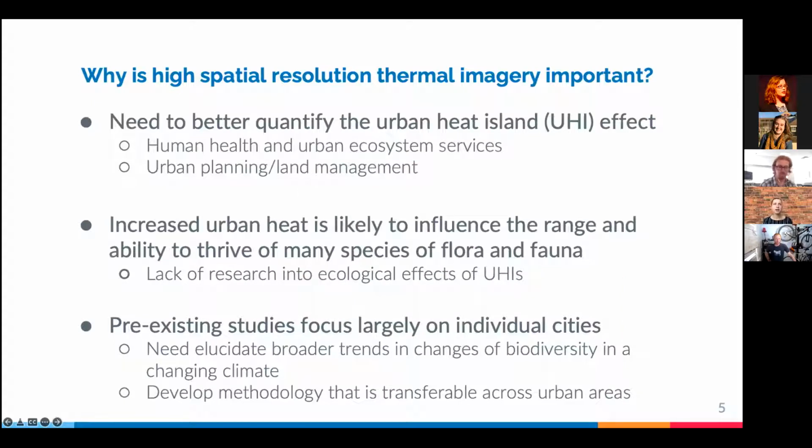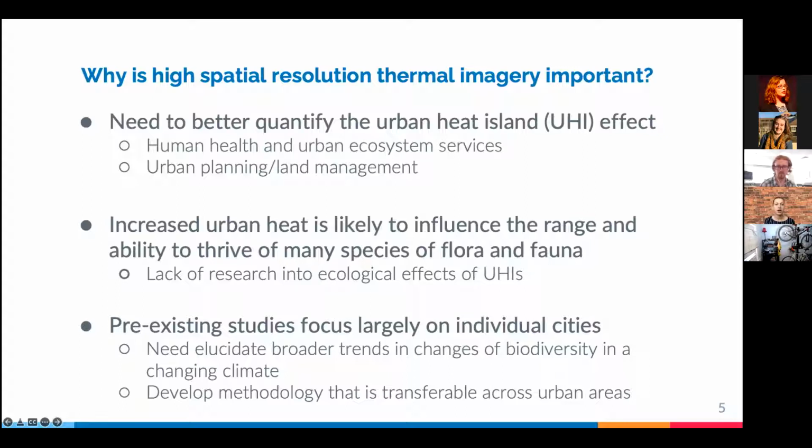So why is it important? There's a need to better quantify the urban heat island effect, first for human health purposes, but also for understanding urban ecosystem services, better understanding urban planning and land management practices that will be more sustainable in a changing climate.